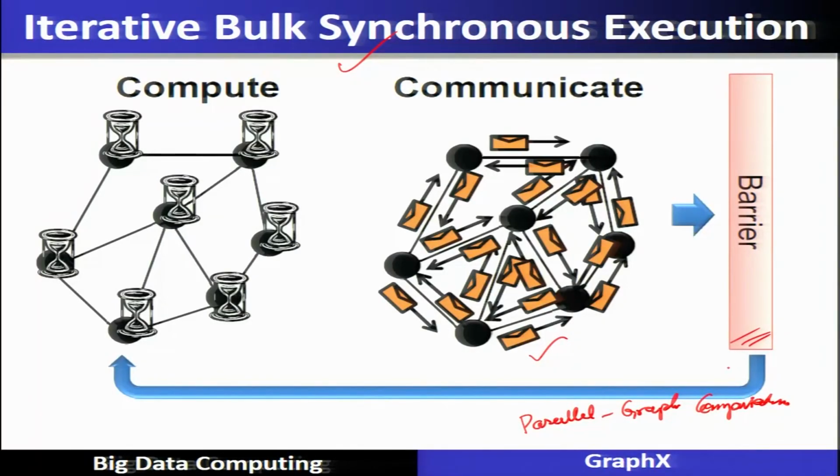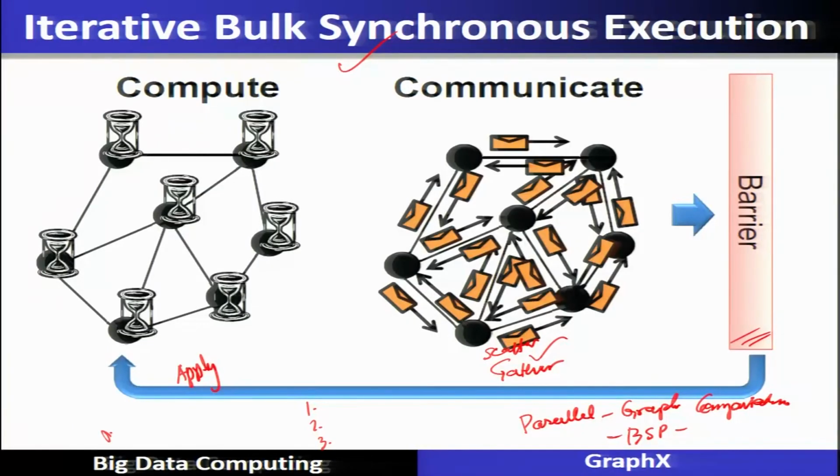So, this particular diagram shows the BSP, a bulk synchronous execution of the graph computations. You can understand that when you communicate, you gather, and when you compute, you say gather apply, and again when you communicate, it becomes scatter. Again, I told you that all these operations have different names and paradigms in different graph frameworks.